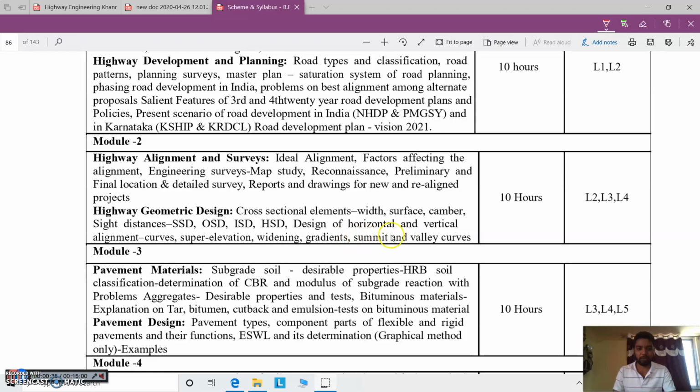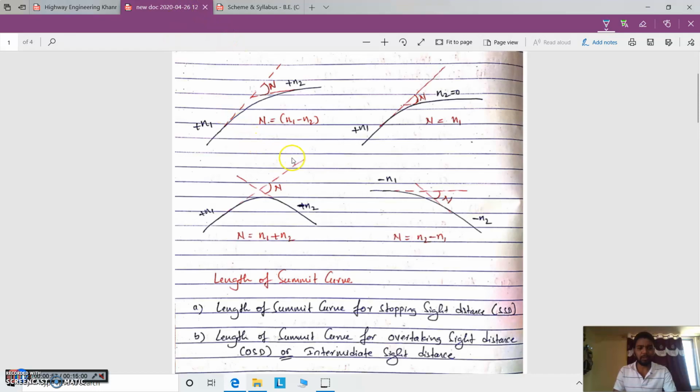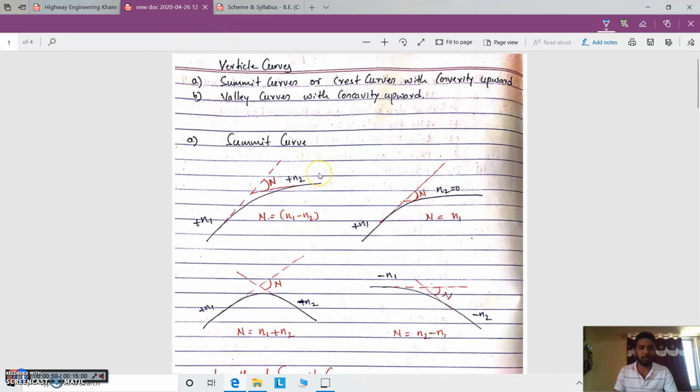Once the discussion is completed, I will summarize this geometric design in module 2. Then we'll complete this module 2. After the summarization of module 2, we'll start discussing module 3. Right. So now I will start discussing the vertical curves.